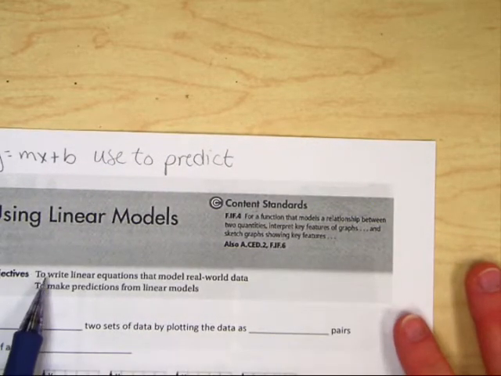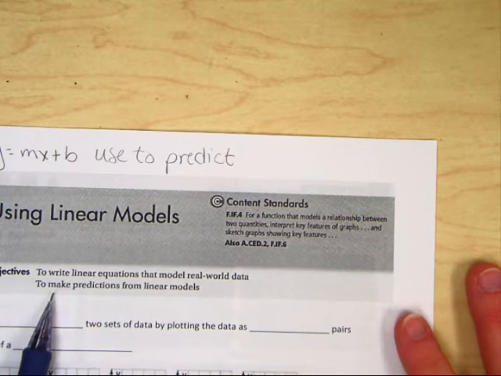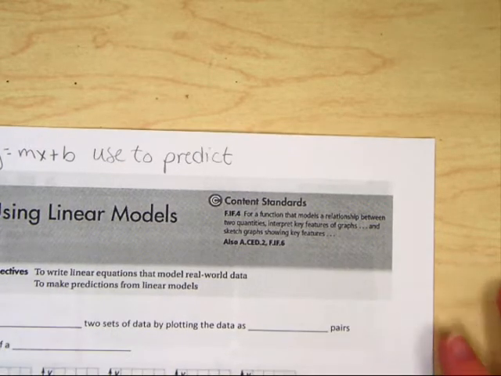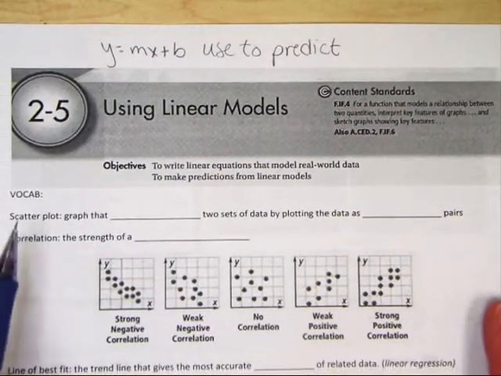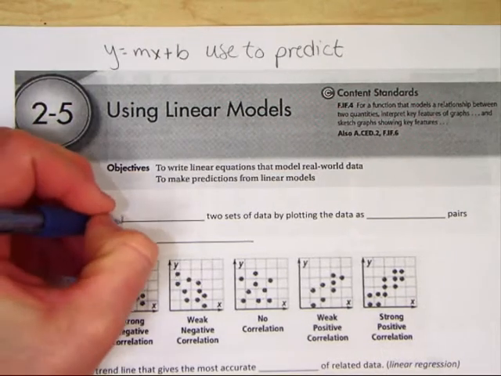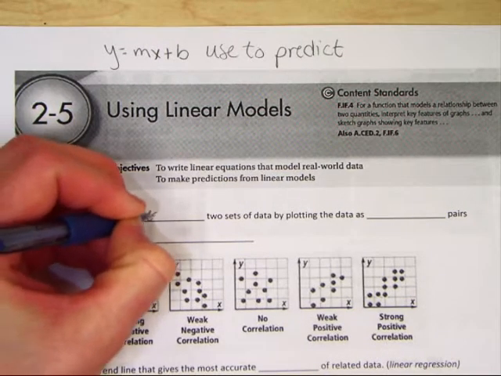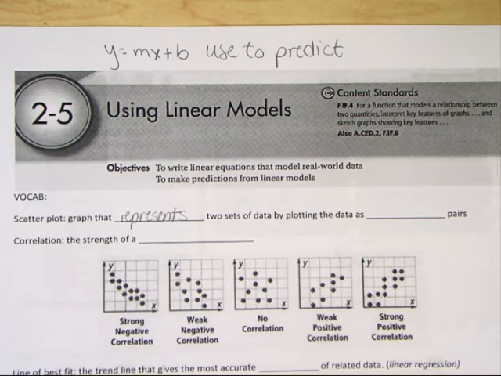Our objective today is to write a linear equation that represents real world data, and we're going to make some predictions from those equations. Before we move into that, I'm going to teach you about a scatter plot. A scatter plot is a graph that represents two sets of data by plotting the data as ordered pairs.